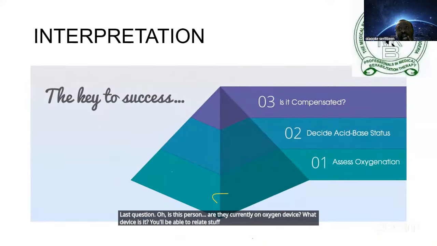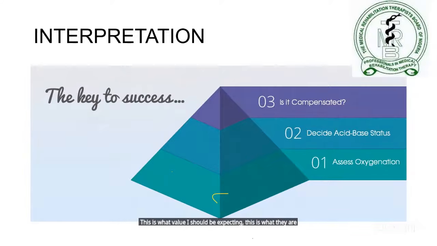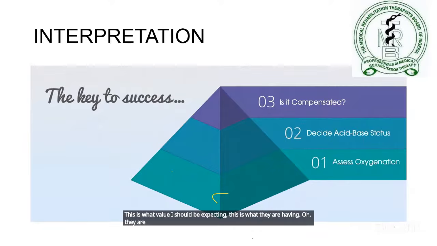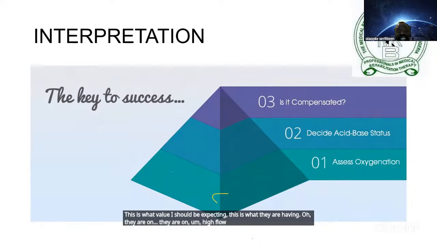Now, what device? Oh, they are on Venturi mask, they are on 35% Venturi. Okay, now you can relate. If somebody is on 35, you can relate. Oh, this is what value I should be expecting. This is what they are having. Oh, they are on high flow, 70% or 80% high flow. Now you can relate. We have talked about that.